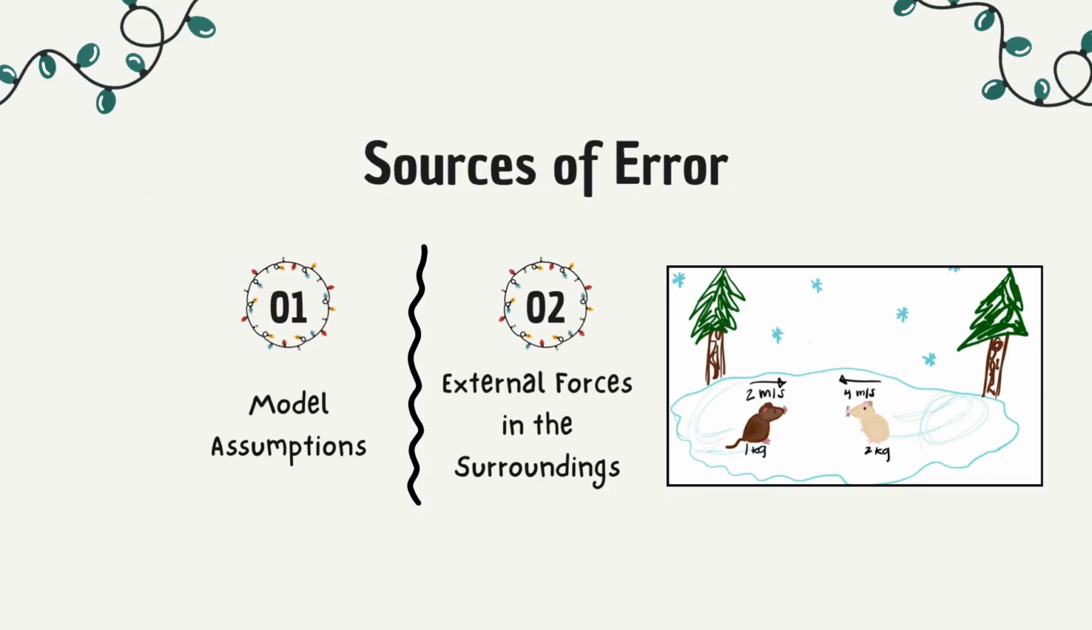In my actual experiment, potential sources of error include model assumptions, such as I assumed the two carts to be of equal mass. However, I'm not entirely sure if this was true. Additionally, I assumed all external forces in the surroundings to be negligible, mainly that the track was frictionless. However, there was likely friction on our track.